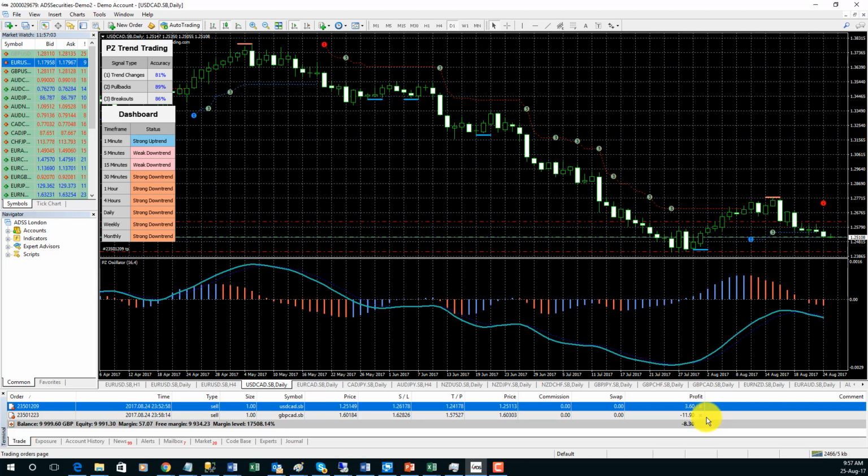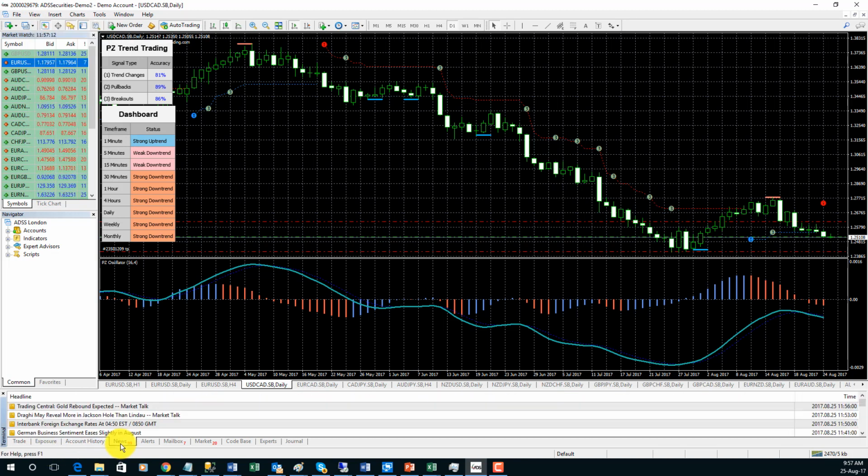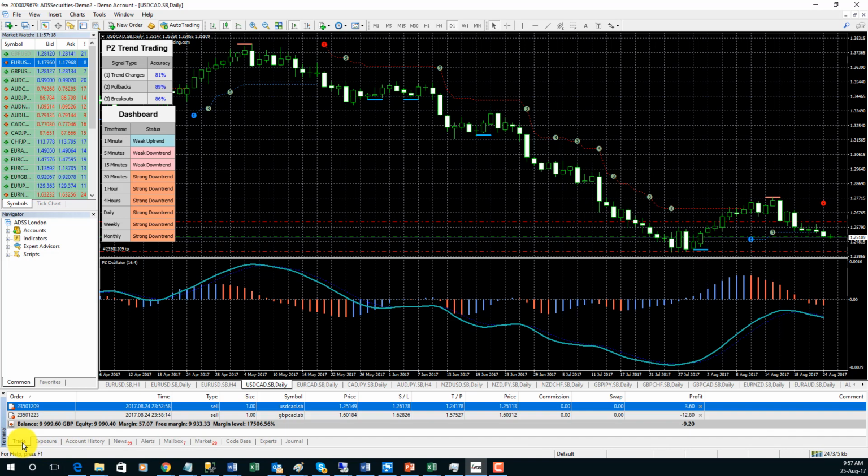Okay, so that was our trading window. There's a lot more on the tabs, account history, any news. I think I covered these in an earlier video. To be honest, the only ones I'm really interested in at this stage is my trading window.